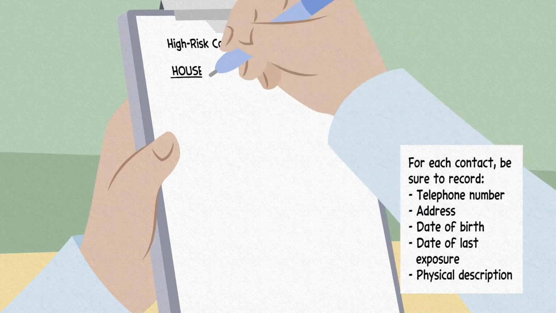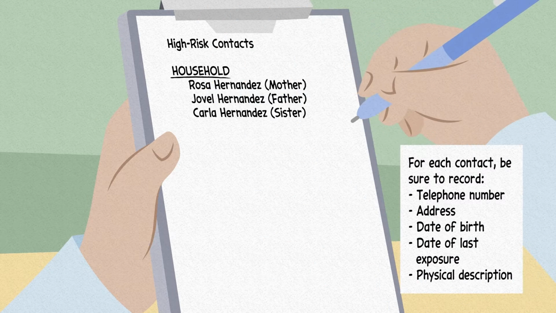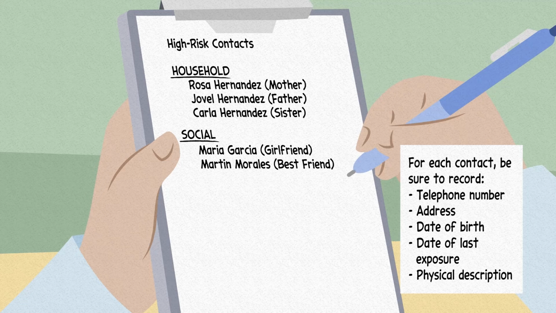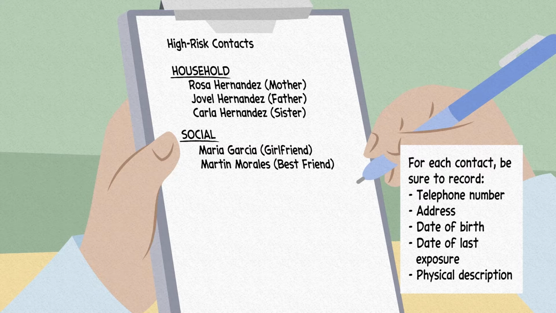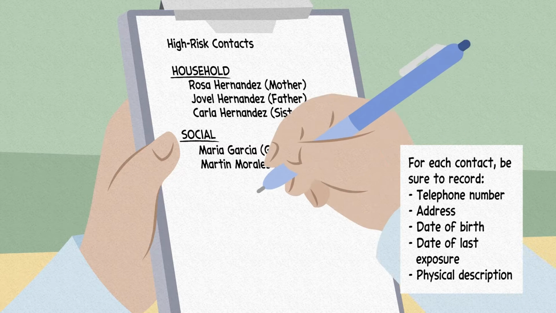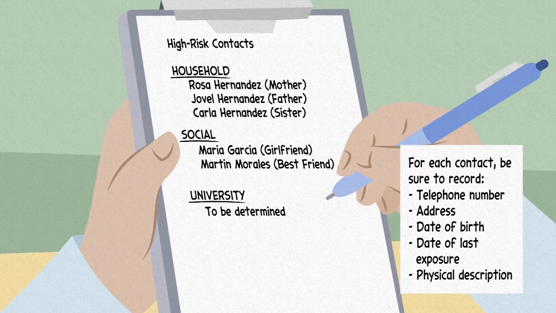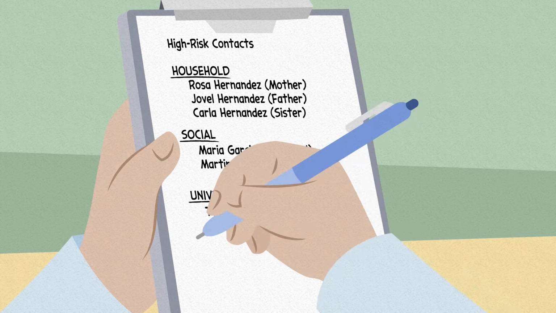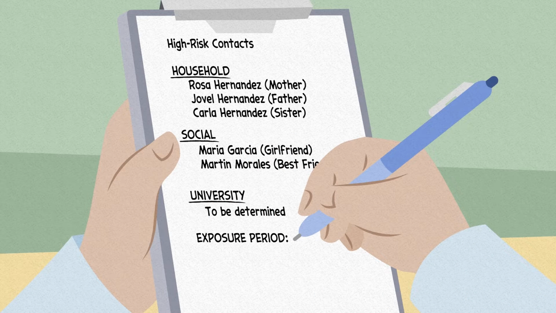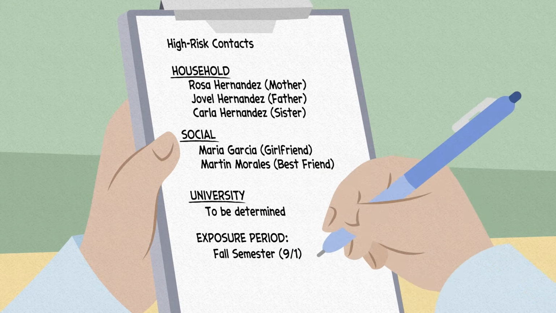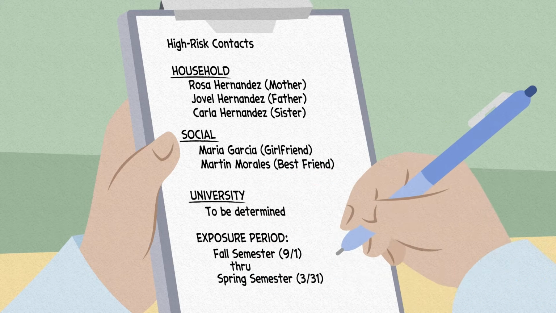The index patient identified 3 household and 2 social high-risk contacts. During the infectious period, he also attended a local university as a full-time undergraduate student, commuting to campus by car. So the exposure period for potential contacts at the university extends from the first day of fall semester classes, September 1st, to March 31st, the last day the patient attended classes.